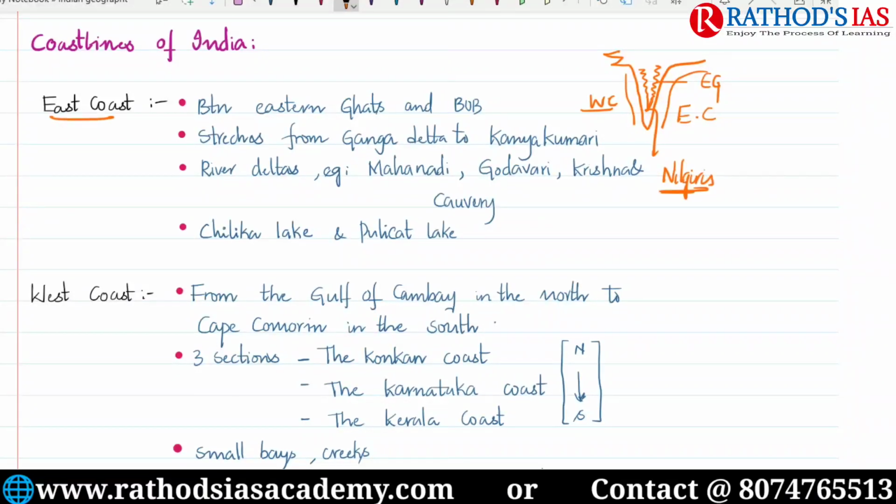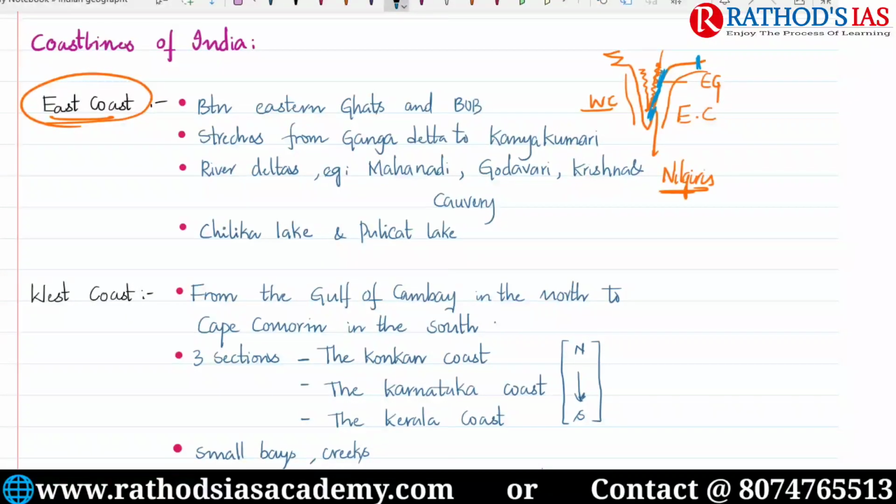So if you are focusing on the Eastern Ghats, which are located here, they are discontinuous in manner. Here we have the Eastern Ghats and here we have the Bay of Bengal. Between the Eastern Ghats and the Bay of Bengal we have this eastern coast. So where is this eastern coast located? It is between the Eastern Ghats as well as the Bay of Bengal.